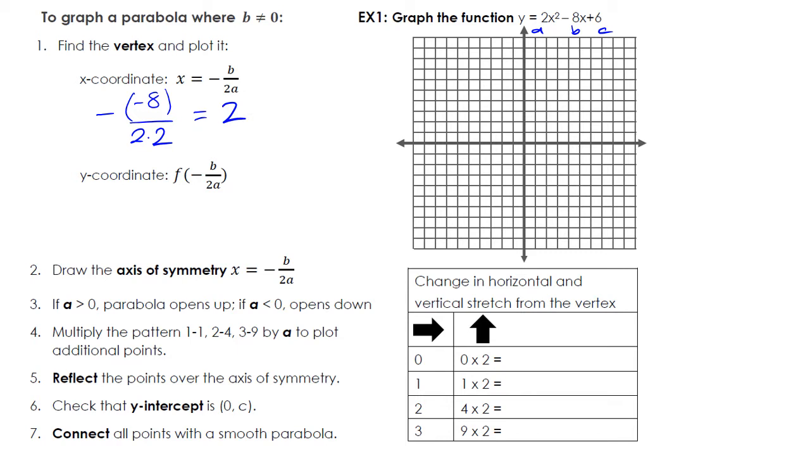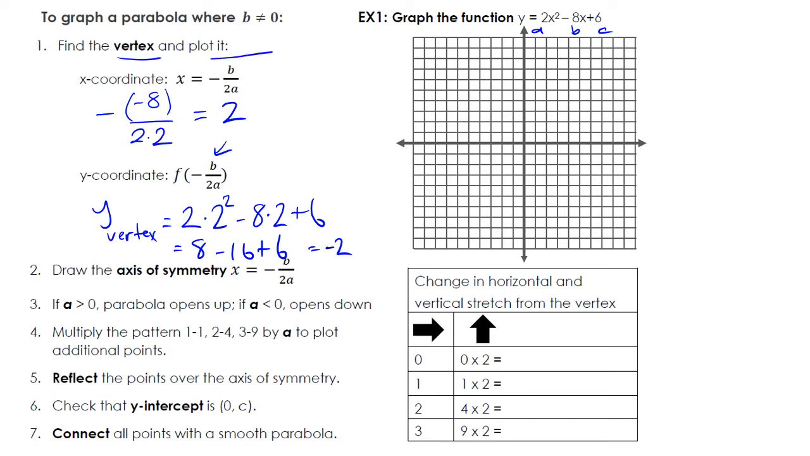Let's find the y-coordinates of the vertex by plugging this 2 into the function. So y vertex would be equal to 2 times 2 squared minus 8 times 2 plus 6, which will give us 8 minus 16 plus 6, which is equal to -2. Now we have our vertex point as x 2, y -2. I will start at x 2, y -2, and then plot my vertex.